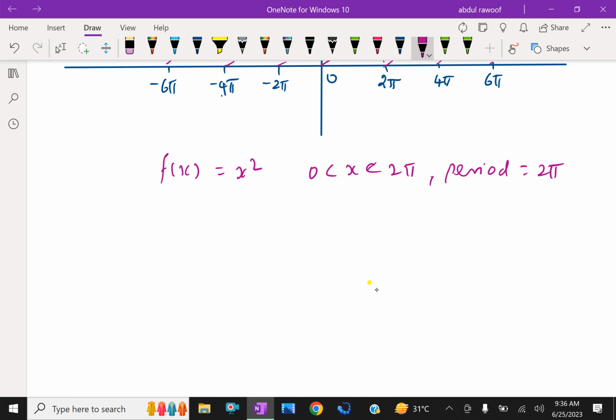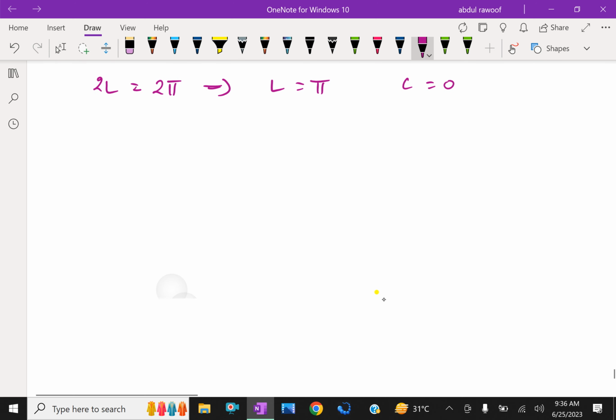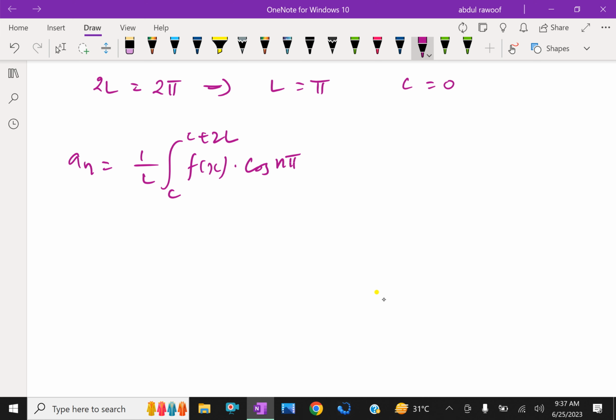Now, 2L equal 2π, which gives L equal to π, and choosing c equal to 0, then the coefficients of the Fourier series, first aₙ, equal 1 over L integral c to c plus 2L, f(x) into cos nπx over L dx.